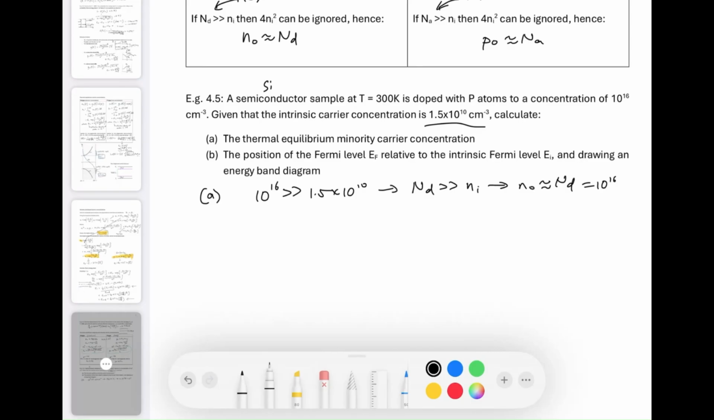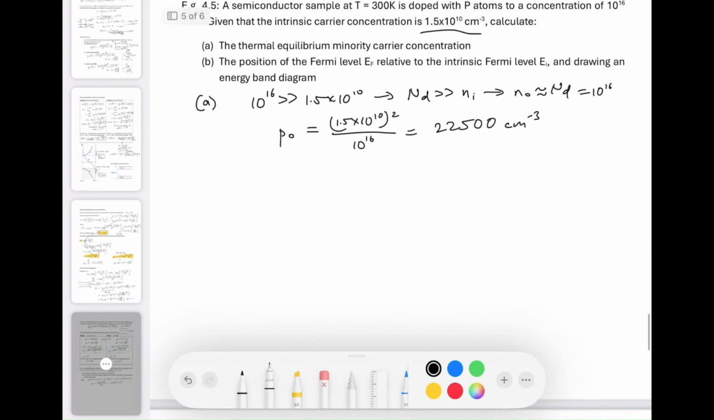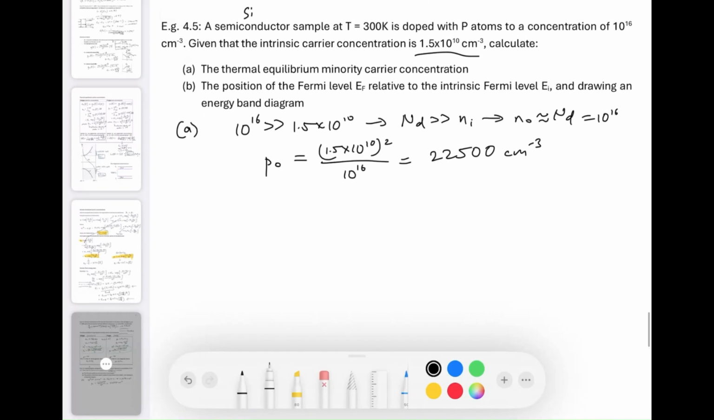Now to find the minority carrier concentration, which is the hole concentration, this is just Ni squared divided by 10 to the power 16. And this equals 22,500 per cm cube. So that's the thermal equilibrium minority carrier concentration.